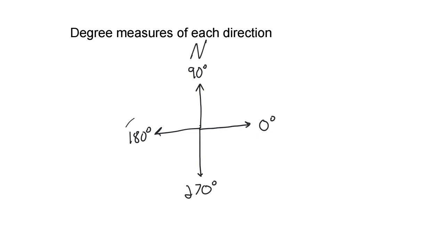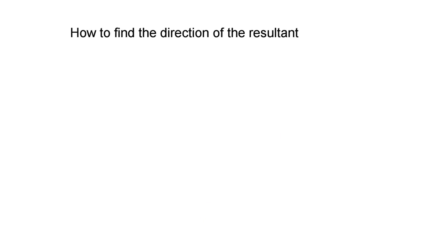So instead of saying north, we could say 90 degrees. Instead of saying east, we could say 0 degrees. South is 270. West is 180. So how do we find the direction of the resultant using those degree measurements? We're going to have to use just a little bit of trigonometry.